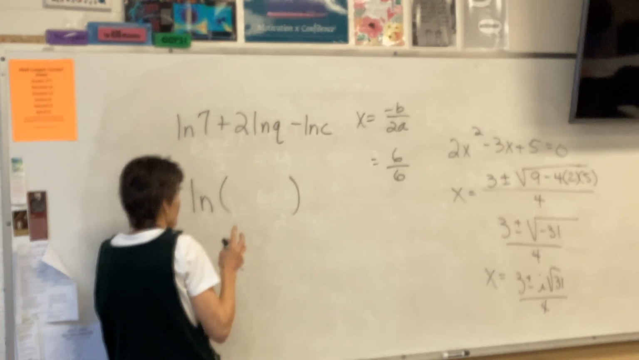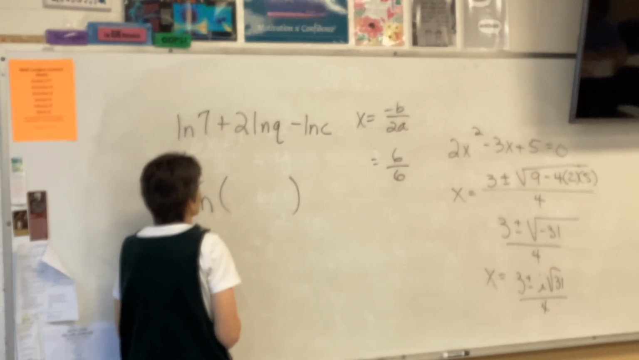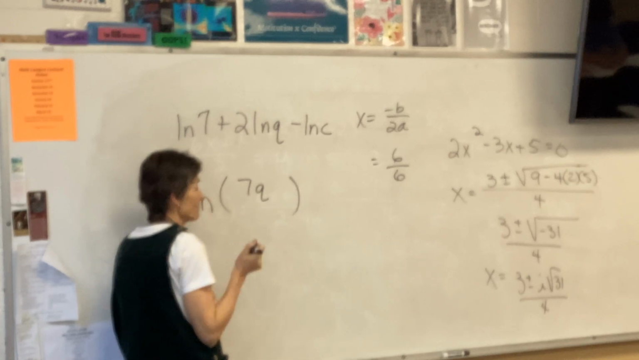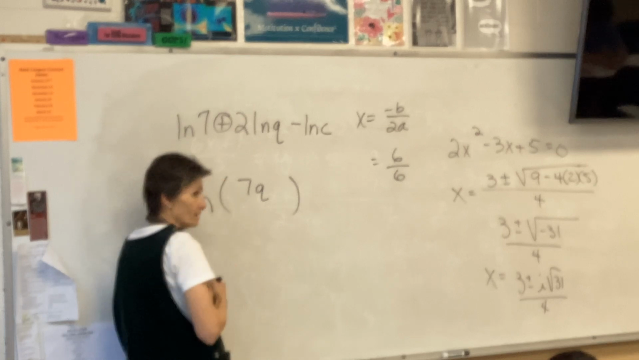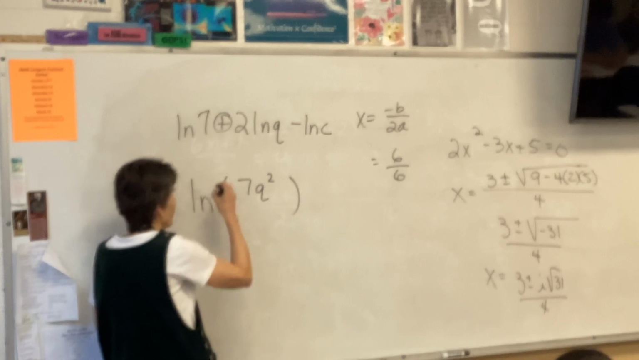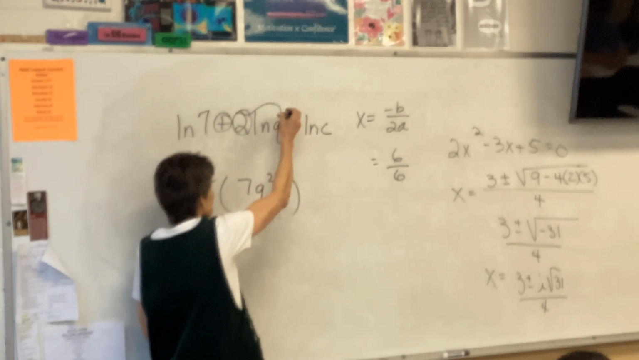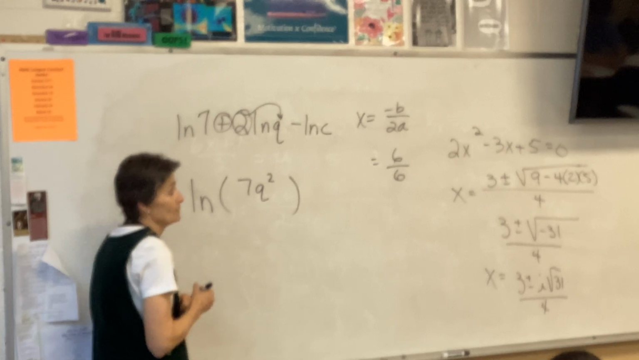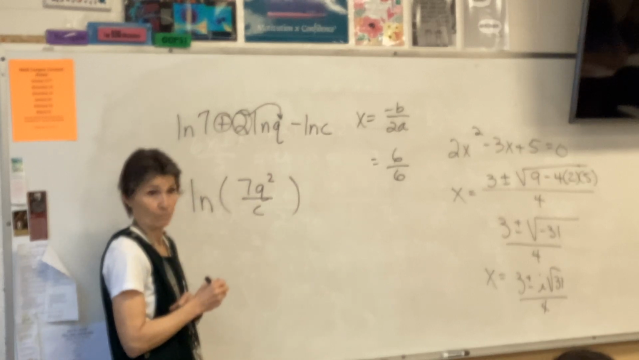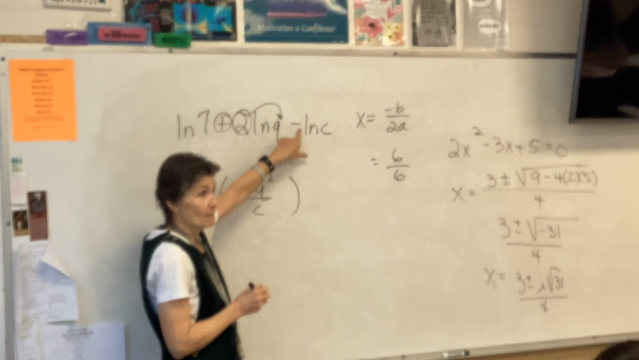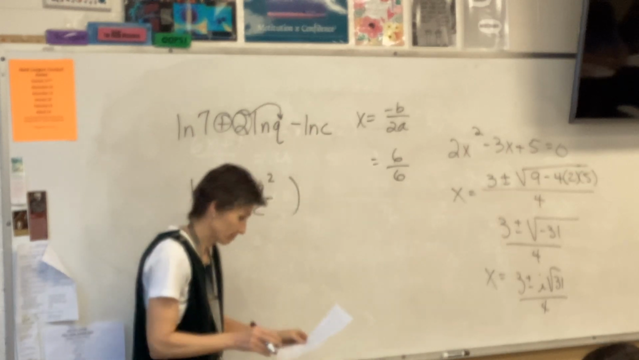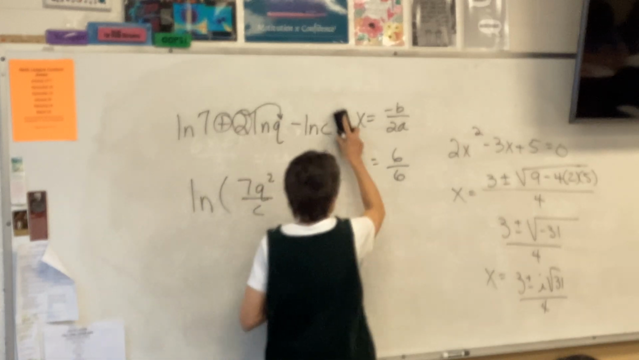All right, so what do you want to do? 7 times q. And why is he timesing those? Because that's a plus. Square the q, where did that come from? That guy right there is a power on q, perfect. And then over c. And why is that over? Because that's a minus, so we're gonna divide by that. Done.